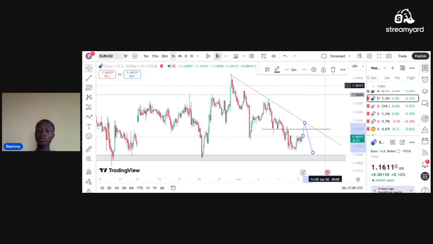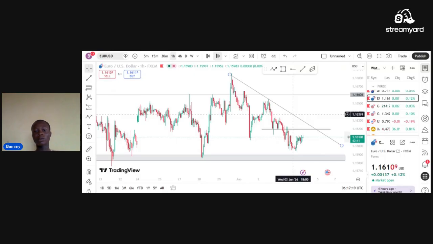My confirmation is always maybe an engulfing candle or chart pattern, or maybe a hammer or shooting star. That's what I use for my confirmation. So yesterday I took this trade because I saw an M pattern here, which is a double top. I saw the M pattern here, and once this strong red candle formed, I entered from here.